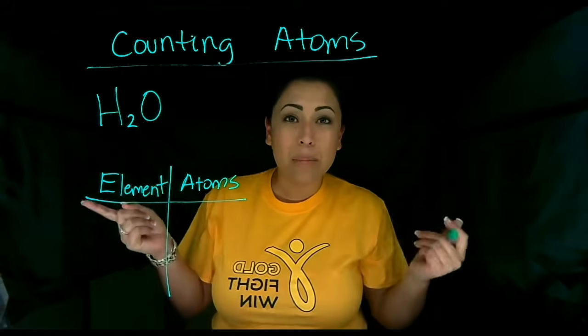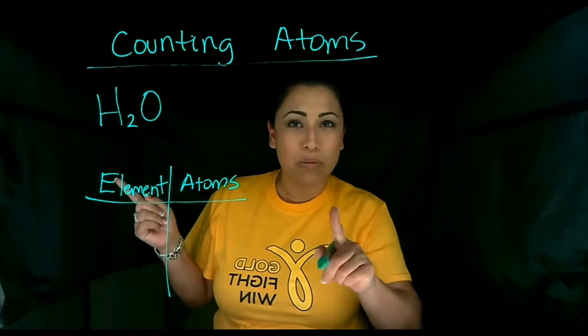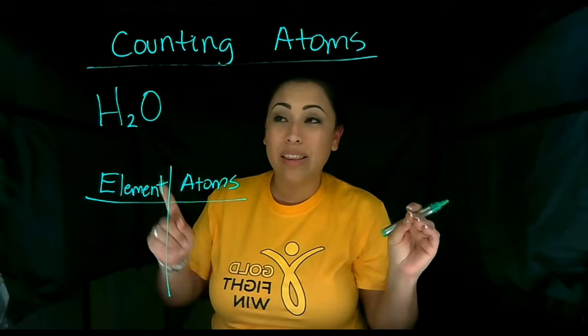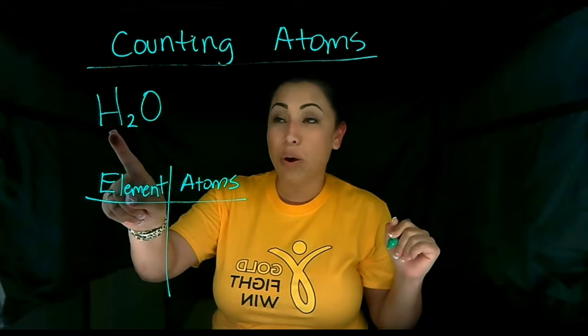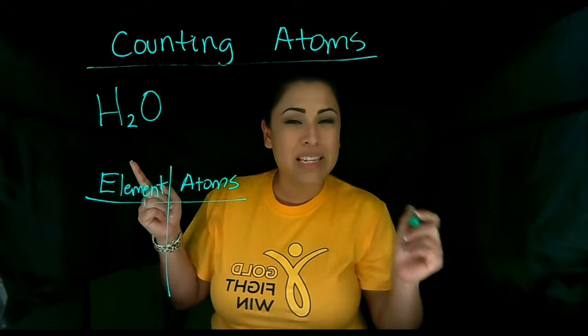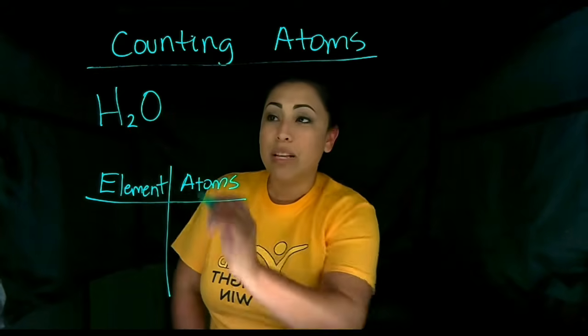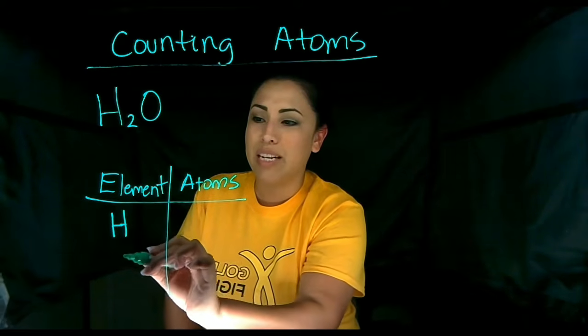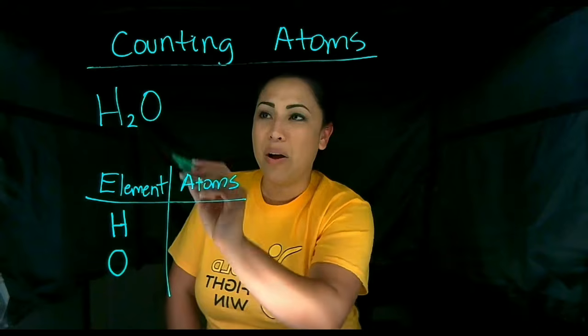So elements, if you remember your periodic tables, your elements start with a capital letter. Every one, their chemical symbol is either one capital letter, and if it has a lowercase, it's going to be right next to it. So right here, we're going to list our capital letters. Our first is H, our next is O.